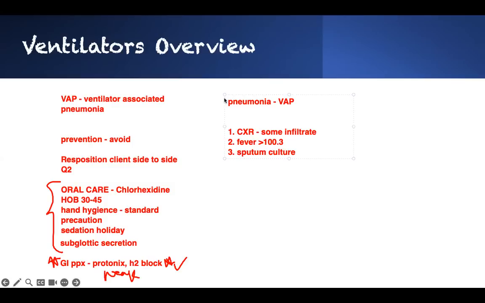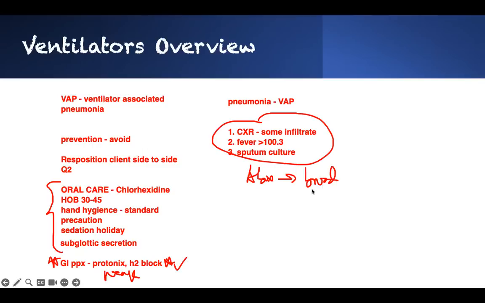They have to be having sputum that is productive. They have to have fever. They have to have something on the chest X-ray to show that, yes, they have pneumonia. And after you get those three things and you diagnose them with pneumonia, the first thing you do is give them antibiotic. The antibiotic is a broad spectrum antibiotic to take care of the bacteria. So that's very, very important.